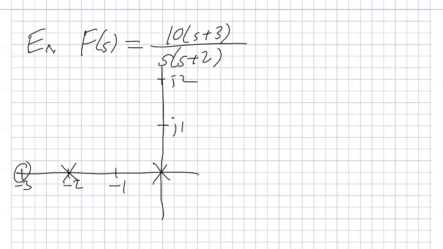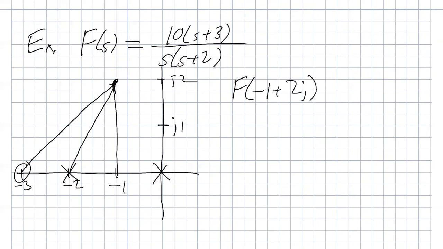So what we're going to do again is evaluate f at -1 plus 2j. Now, if you notice here, we're going to have 3 vectors. We have the vector from -3 to here. We have the vector from -2 to here. And the vector from the origin, the pole at the origin, to there as well.